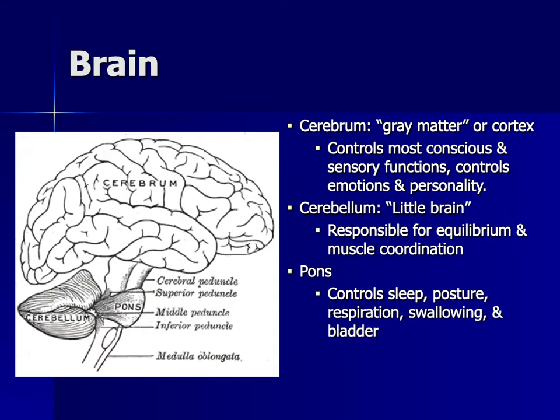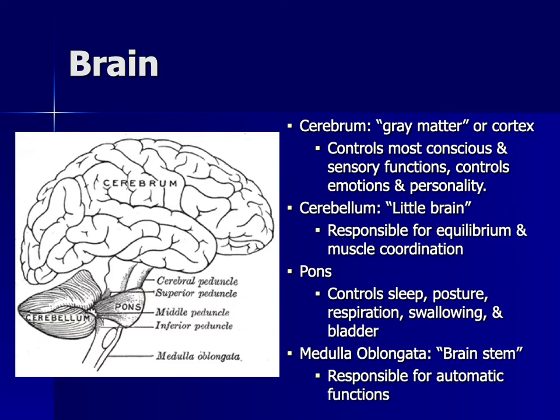Pons controls our sleep, posture, respiration, and the other things on the screen. And our last area is the medulla oblongata, also known as the brain stem. This is all the automatic things that we do without thinking about it.